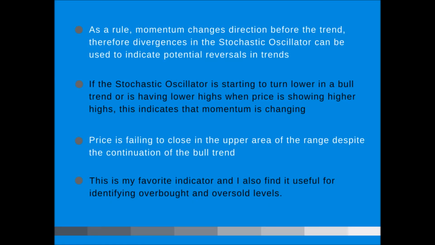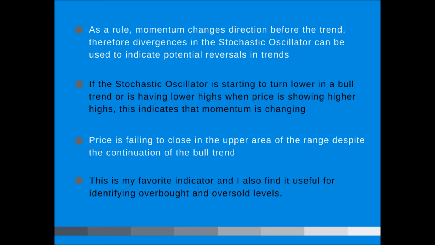As a rule, momentum changes direction before the trend. Therefore, divergences in the stochastic oscillator can be used to indicate potential reversals in trends. So a rally, a bull market, will start to slow down. It won't just suddenly stop and reverse. That's unlikely. It'll slow down, it'll smooth out at the top, and the stochastic oscillator can help you spot this slowing down in momentum.